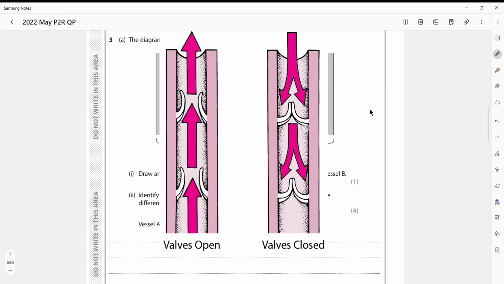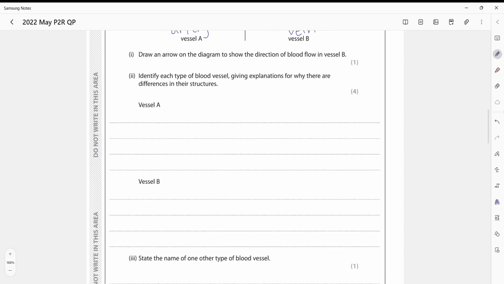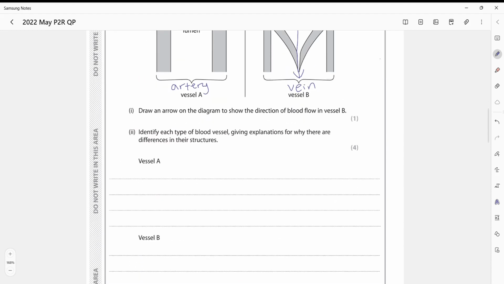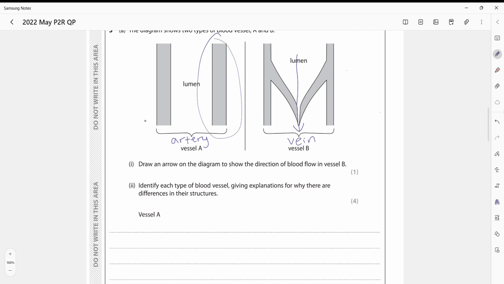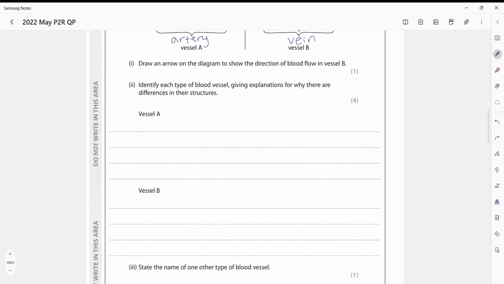So if we were to answer this question, the blood flow is moving from here downwards. Okay, part 2, identify each type of blood vessel, give explanations for why there are differences in their structures. So vessel A, we said earlier, is an artery. If you compare the walls of the artery to the walls of the vein, the walls of the artery are much thicker, and the reason why is to be able to maintain high blood pressure as blood is being pumped from our heart.